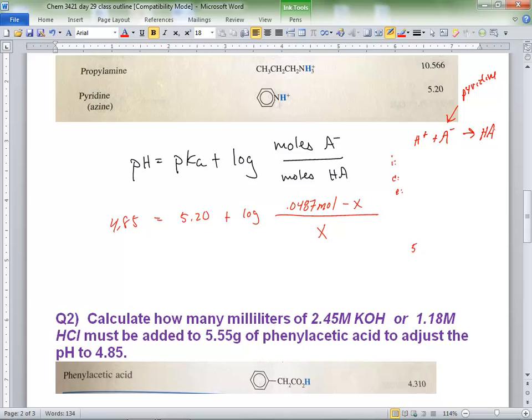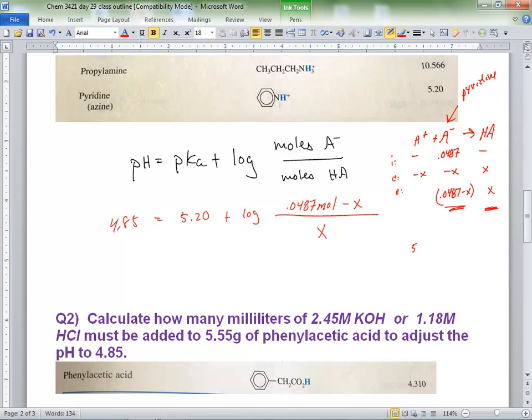Right? So pyridine would be my A minus. Initially, I had 0.0487 and nothing else. And then I'm going to do a change here. Right? So I'll have 0.0487 minus X and X. So these are the two I'm interested in.